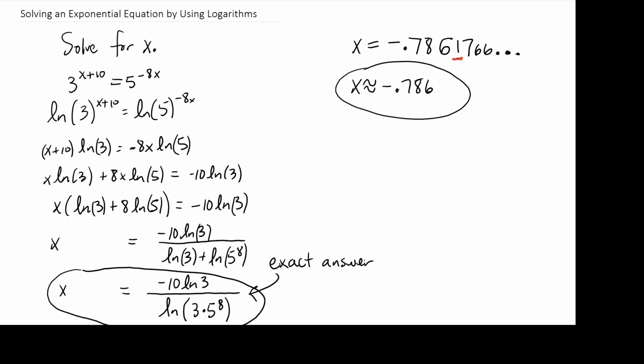Well, there you go. We can solve an exponential function equal to another exponential function using logarithmic functions to balance the equation.